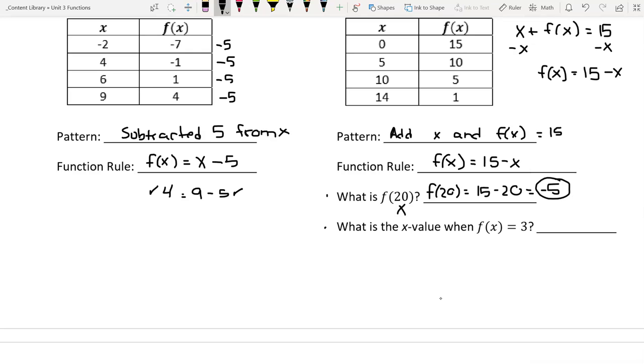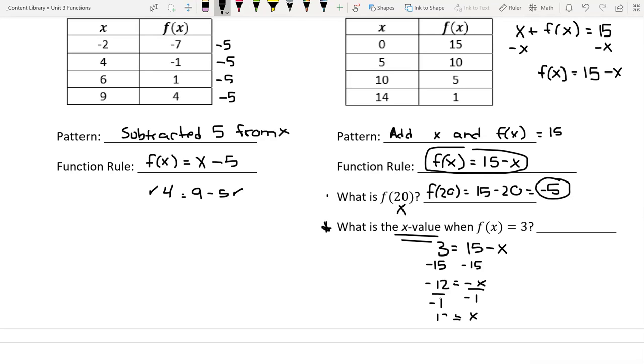This one is also super important and new. What is the x value when f of x equals 3? So look at your function rule. Since f of x equals 3, 3 is being plugged in on that left side, equals 15 minus x. And I'm solving for x here because it's asking what is the x value. So I'm going to subtract 15, that equals negative 12, equals negative x. Well, I want to get rid of that negative. So x equals positive 12.